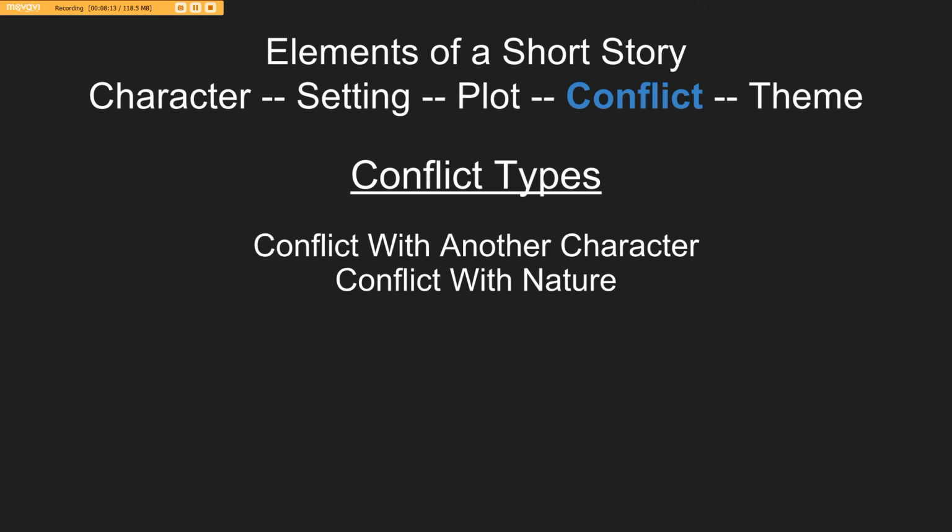After that, we have conflict with nature. This type of conflict is usually found in survival stories, or stories where the setting really plays a significant role in the story. Maybe your character is stuck in the jungle and has to find his way out, or maybe he's in quicksand and has to figure out a way to get out. But there are so many different types of natural conflicts, man against nature.